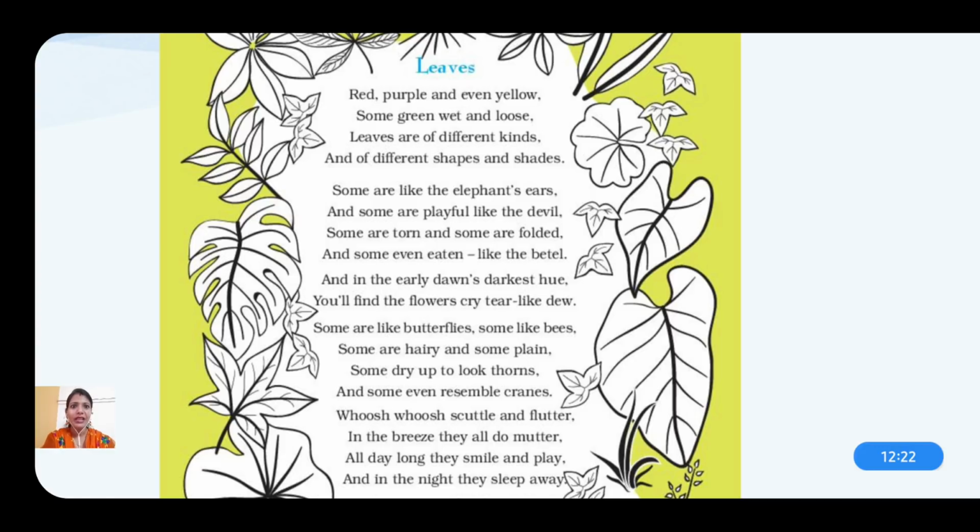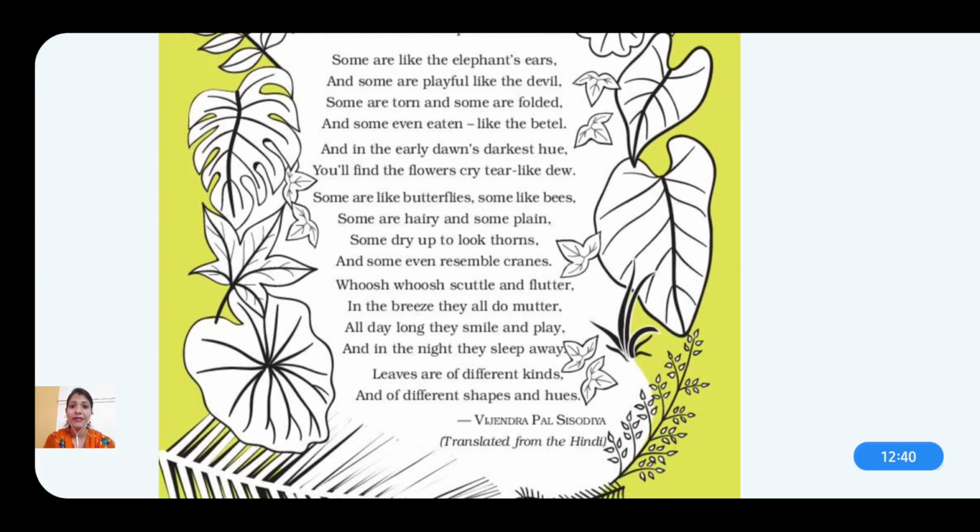Yes. And in the early dawn, darkest hue, you will find the flowers cry tear like dew. Some are like butterflies, some like bees, some are hairy and some plain. Some dry up to look like thorns, means sometimes some leaves dry up and they look like thorns. Thorns means kata. Okay. And some even resemble cranes. Crane means birds. Some leaves also show you different shapes like different animals, if you imagine in your way, isn't it?